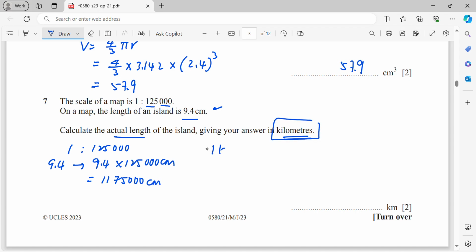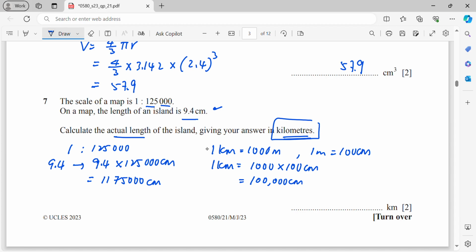We know that 1 kilometer equals 1,000 meters. And 1 meter equals 100 centimeters, which means 1 kilometer is basically 1,000 meters times 100 centimeters. That is going to be 100,000 centimeters.